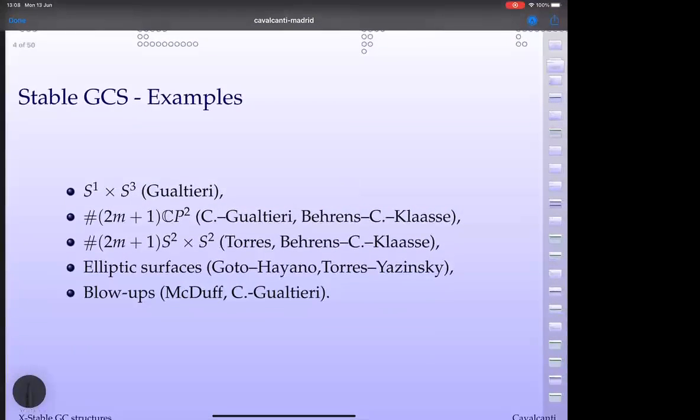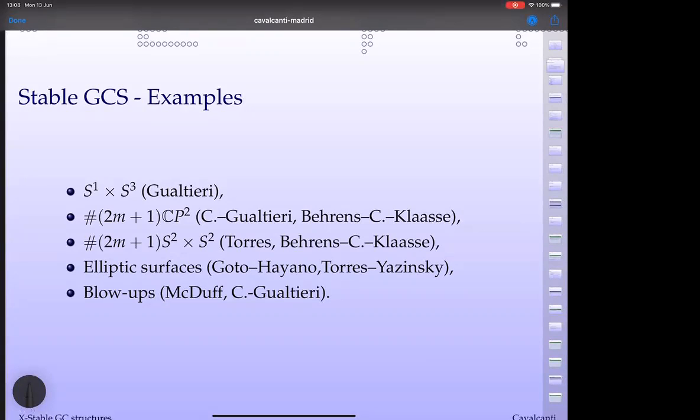So let me just tell you about a few examples, because this was really the most successful way to produce examples. S1 cross S3 was one that already appeared in Gualtieri's thesis. I think it's a stable generalized complex in 2 different ways. But after that, we started getting more interesting examples because we had manifolds that were not complex or symplectic. So the first ones were these connected sums of CP2s.